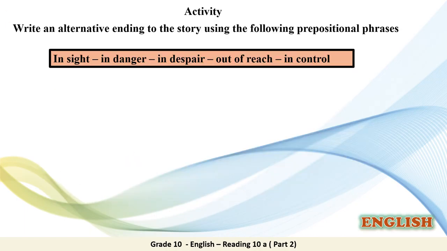Finally, write an alternative ending to the story using the following prepositional phrases: in sight, in danger, in despair, out of reach, in control. Please pause the video for a while. Start writing another ending to the story using these prepositional phrases. Let's see one of the possible answers.